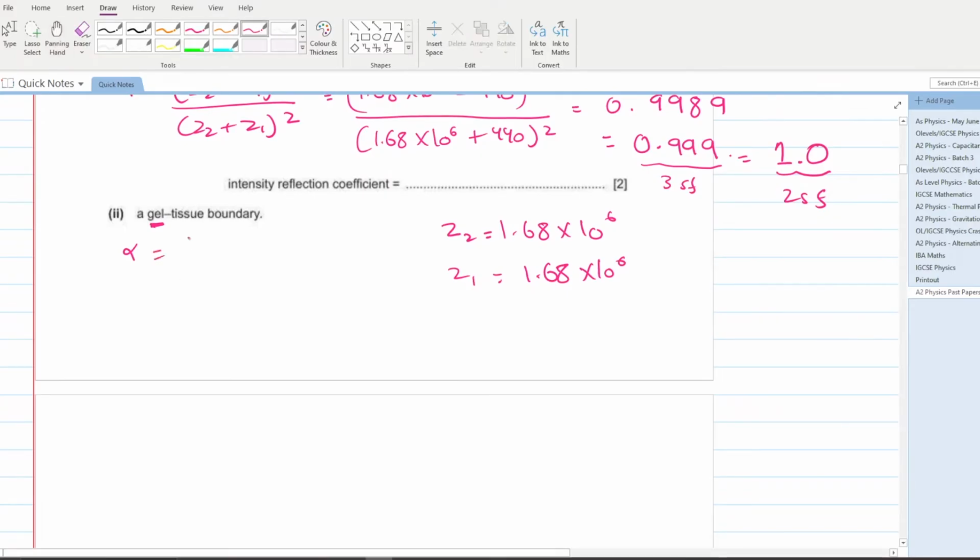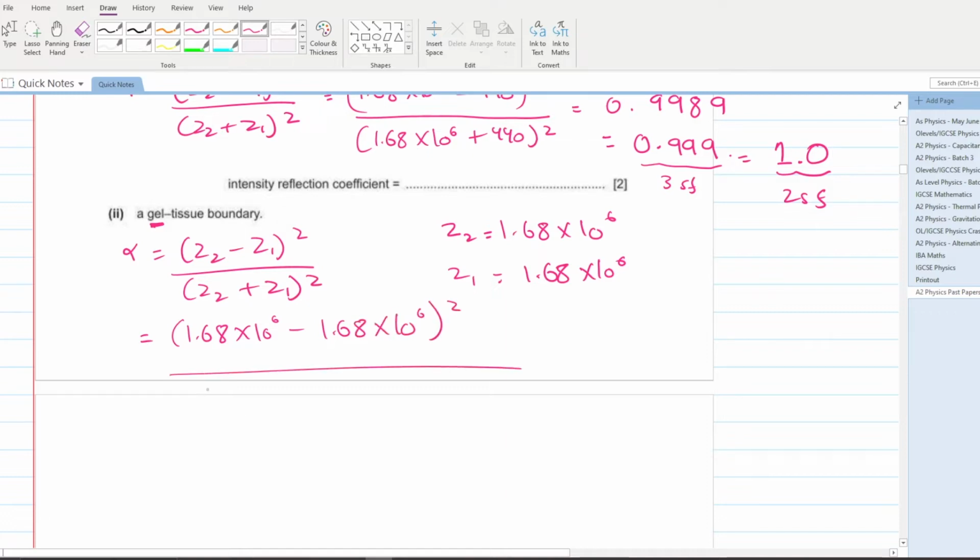Let's calculate alpha now. (Z2 minus Z1) whole square. Now if you are a little smart, you wouldn't even want to do this calculation. Z2 is 1.68 × 10^6 minus 1.68 × 10^6, whole square.